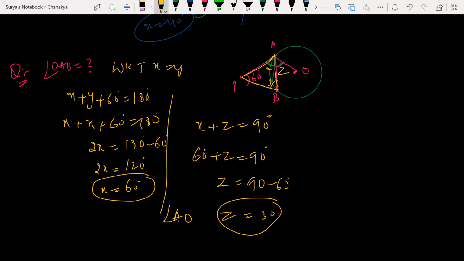Not A, OAB. OAB, I took it as Z. Now Z is equal to 30 degrees. Yes or no? Any doubts?